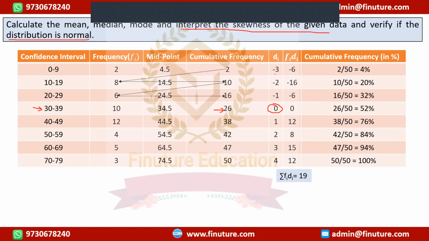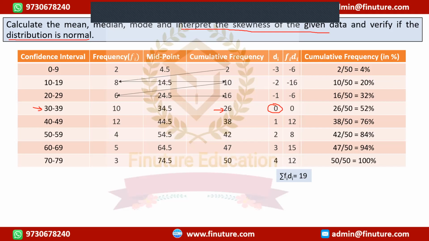Two over here, deviation is -3, so the product of frequency and deviation is -6. Likewise, it is done for all the classes, and the total summation of this is 19. This we would need for some calculation, so that's why we have calculated it over here. And this is just for your visualization.